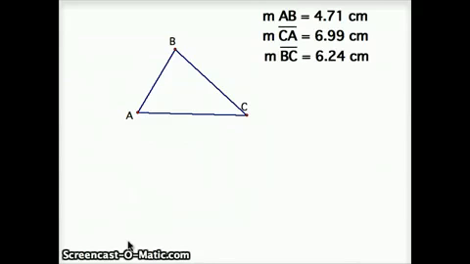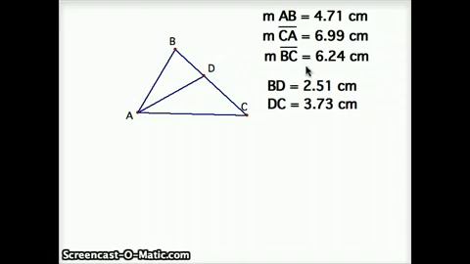Archimedes' proof relies on something called the angle bisector theorem. Here's the way it works. If you have a triangle ABC, and I draw an angle bisector, in this case AD bisects angle BAC. Now, BD is not the same length as DC. D is not the midpoint of that side, and it's not that obvious where it cuts that side. It turns out that BD is 2.51 and DC is 3.73. The way you can calculate that is using the angle bisector theorem.